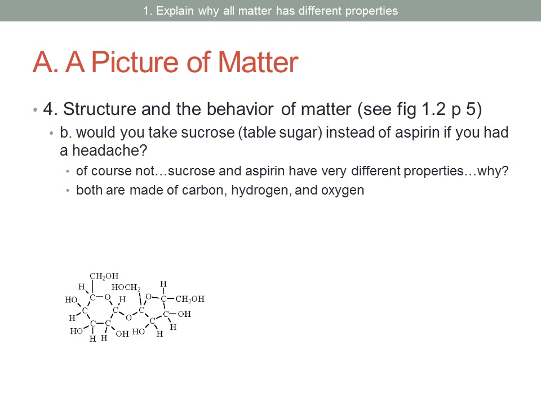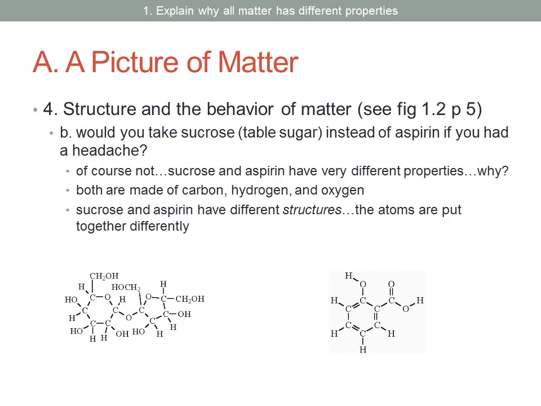However, if we look at the structures of the two, the picture on the left is sugar, and the picture on the right here is aspirin. We can see that they have very different structures. Even though they're both made of carbon, hydrogen, and oxygen, there's different numbers of atoms, and those atoms are put together very differently. That gives the two substances very different properties.